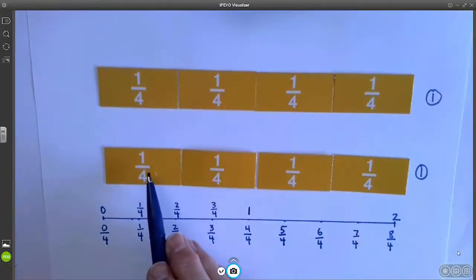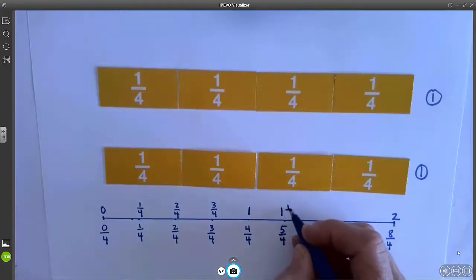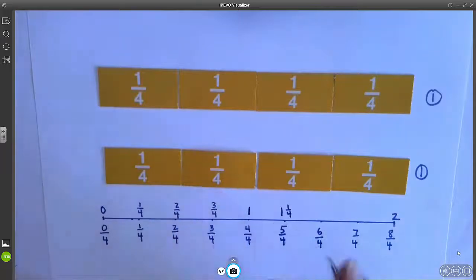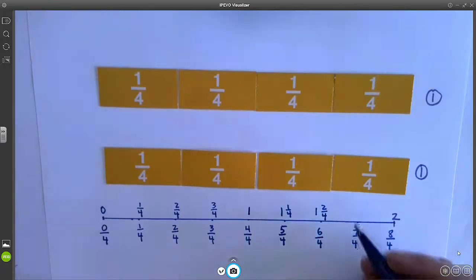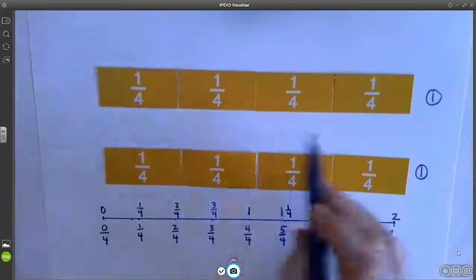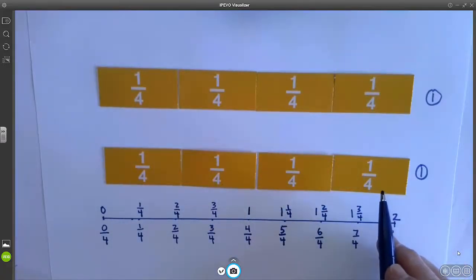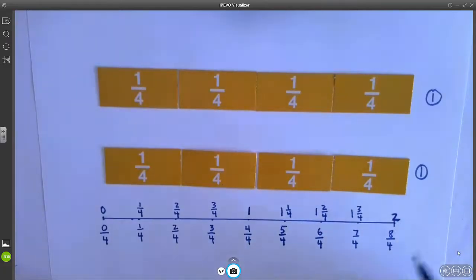Considering the second line of fourths, now we would have 5/4 or 1 and 1/4. Adding in another, we would have 1 and 2/4. Another fourth would provide us with 1 and 3/4. And the two rows of fourths together would be 2 wholes. Again, 8 divided by 4 equals 2. 4 divided by 4 equals 1.